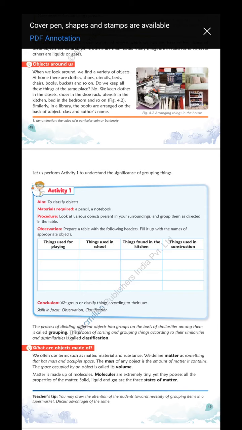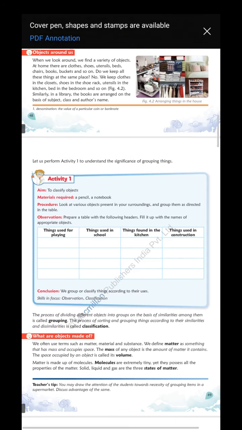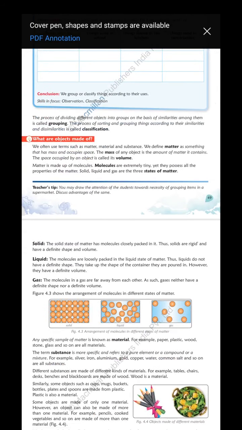For grouping we are considering only similarities. Similar types of objects we select to make a group. And the next one is classification. Classification is based on both similarities and dissimilarities. So we have a clear idea of grouping and classification.